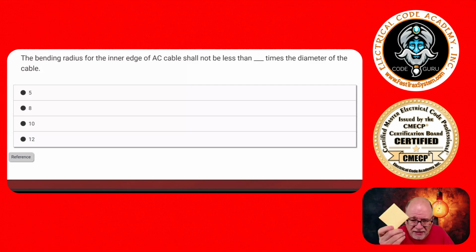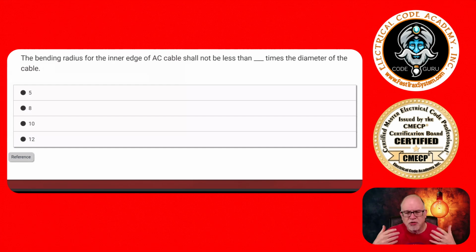flashcards, whether you use something like sticky notes and you put the article on one side and the answer on the other, and just flip through sticky notes, or get you some index cards, or you can use our electronic ones. Totally up to you. But you want to get used to just rattling off the articles, right? 330 MC cable, 320 AC cable, 430 motors, okay? 334 non-metallic sheath cable, 336 tray cable, 338 SE cable, right?